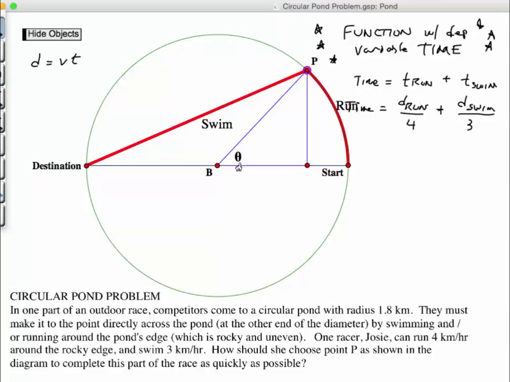Right, so theta is telling you how many radius lengths she runs. And how long is each radius length? 1.8 kilometers. So how many kilometers does she run? 1.8 times theta. Right, theta is a measure of how many radius lengths of arc length. If each radius length is 1.8 kilometers, then the total kilometers she runs is 1.8 theta. Should make sense. Okay, what about the distance of the swim?